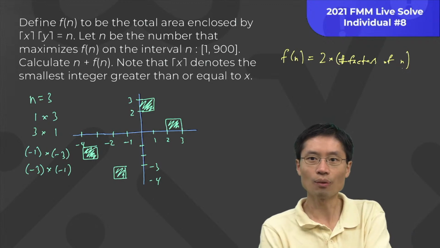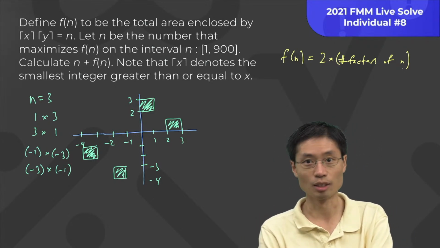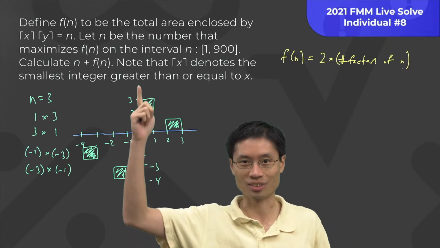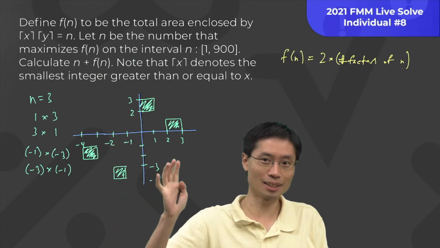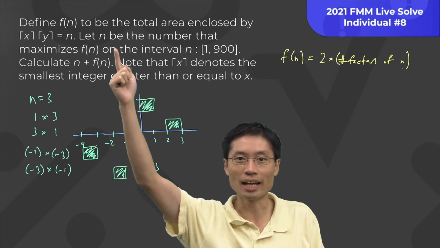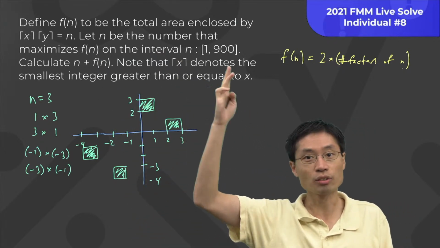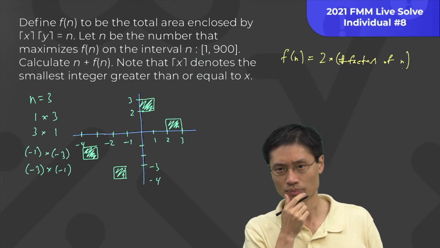Okay. So now I need to take 2 times the number of factors of n, plus the n. No. Good. I was going to say, if you're asking me how to maximize this sum, that takes some effort. But you're telling me, no. n is the number that maximizes f of n. So now I want to know, out of all the numbers from 1 to 900, which have the most factors?